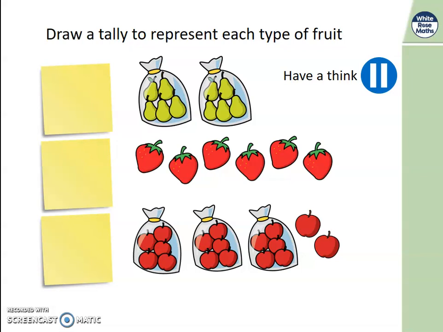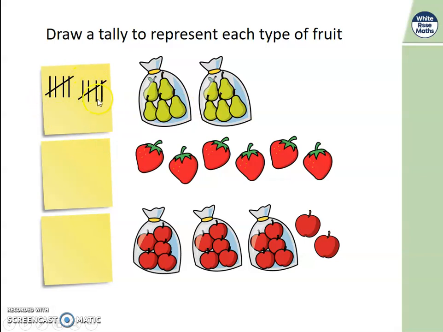Well done, everybody. So we've got a bag of 5 pears and another bag of 5 pears. Let's see how we draw that. There's our 5, so 1, 2, 3, 4, 5, another 5. 1, 2, 3, 4, 5. Remember to cross through that gate just like that. So we've got 10.